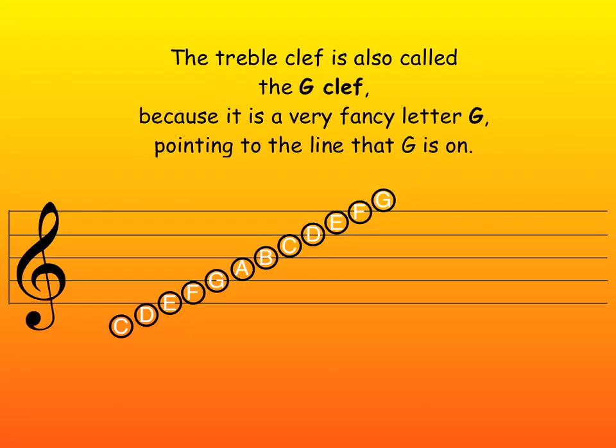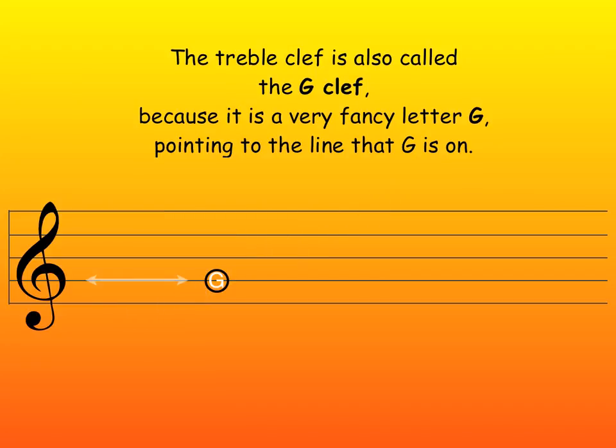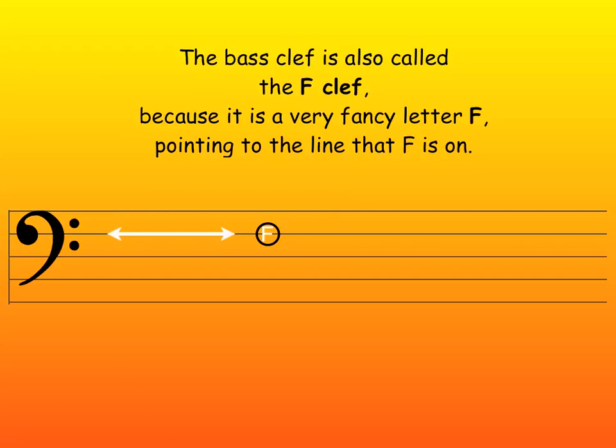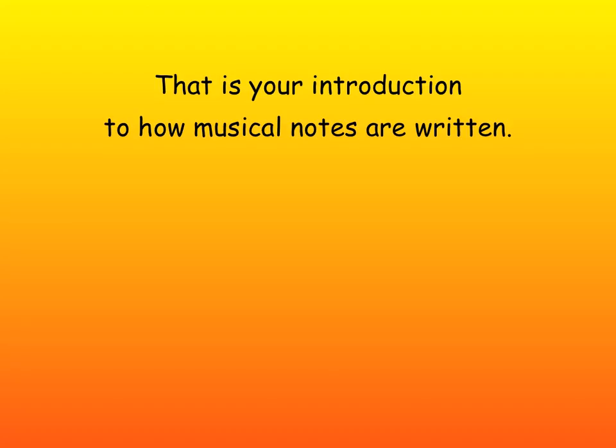Now the treble clef, these are the high notes. The treble clef is also called the G-clef because in reality it is a very fancy letter G. And it points to the line that G is on. The bass clef, that's the low notes, is also called the F-clef because it is a very fancy letter F pointing to the line that F is on. Well, that's your introduction to how musical notes are written.